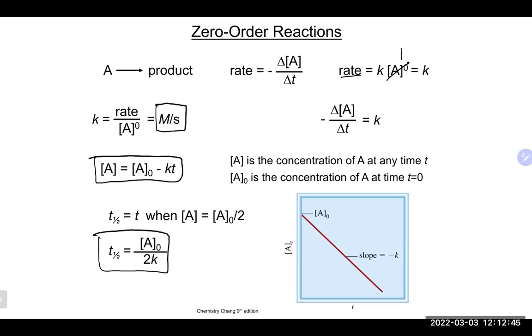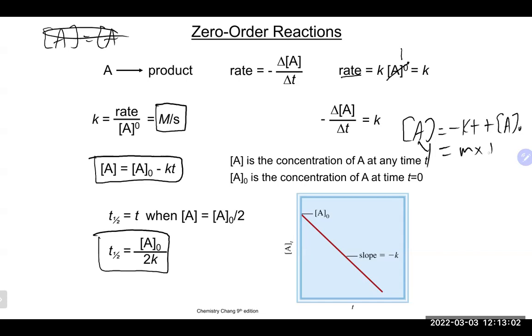Again, like we did with all the other ones, taking our concentration versus time equation and rearranging it properly: minus kt plus A naught. That is going to be our y equals mx plus b. And that gives us our typical graph, concentration versus time, which will yield a straight line where the slope is equal to negative k.